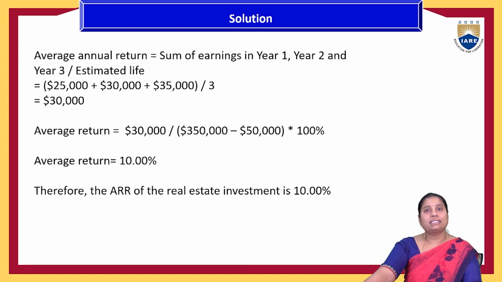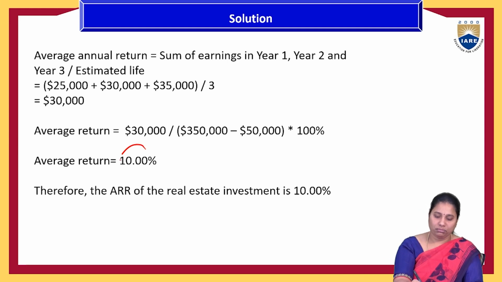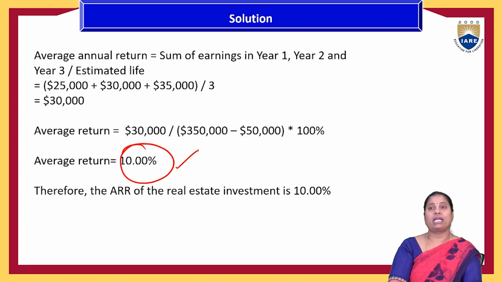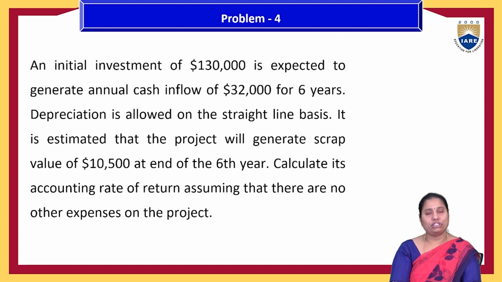From this, we can say that the average annual return is the total of 25, 30 and 35, which equals $90,000, divided by the life of the project, 3 years, which means on average they are going to get an annual return of 30,000. The average return equals 30,000 divided by 3,50,000 investment, out of which the salvage value is 50,000, which means they are going to get an average rate of return of 10% on the investment.